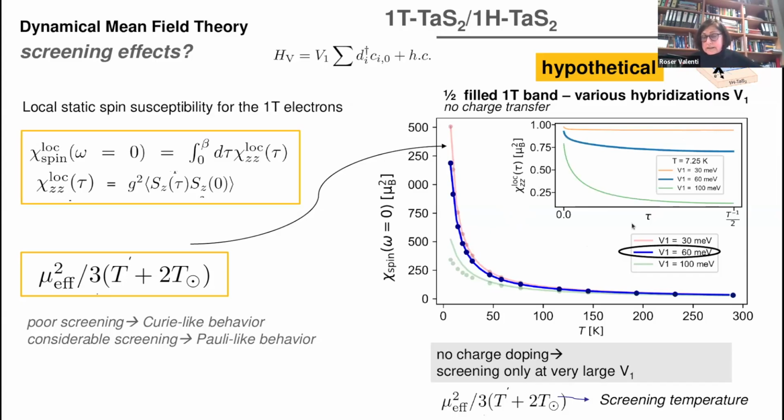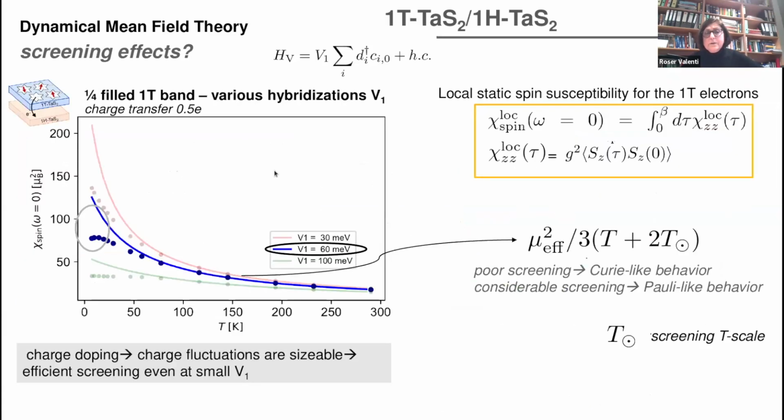function of time. I mean, this is imaginary time, and the way it decays. So if we have strong screening, it decays very fast. If there is no screening, it decays very slowly, or almost no decay. And the value of hybridization for our system is 60 milli-electron volts. So as we can see, there is almost no screening.